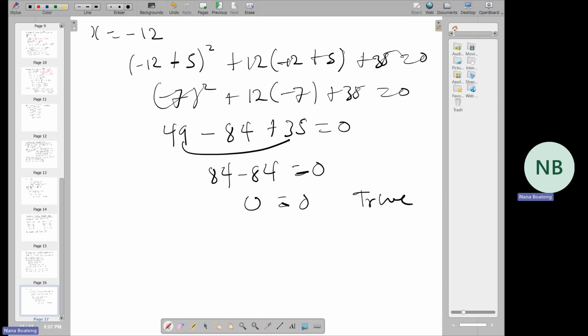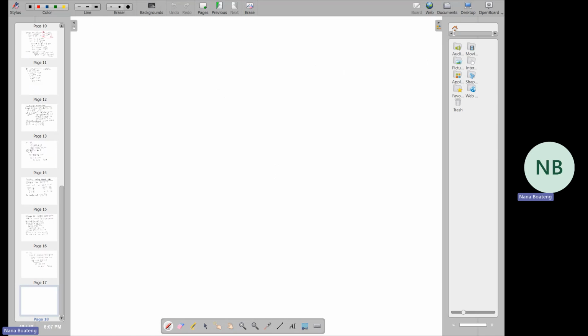All right, so let's look at the last example, which is of an application form. So we will call it example 7, which is an application.